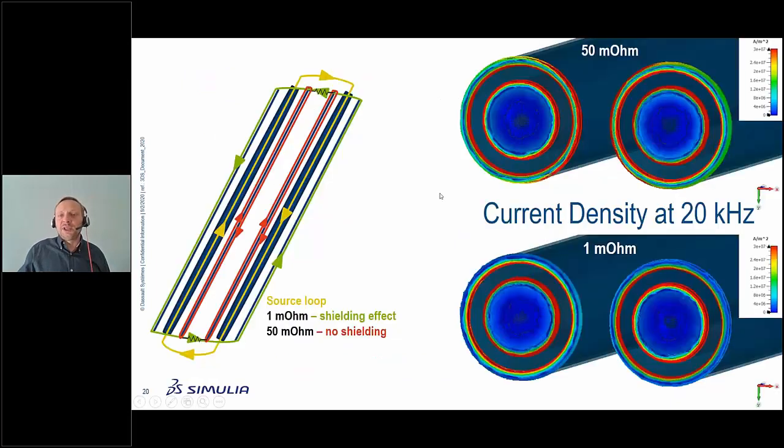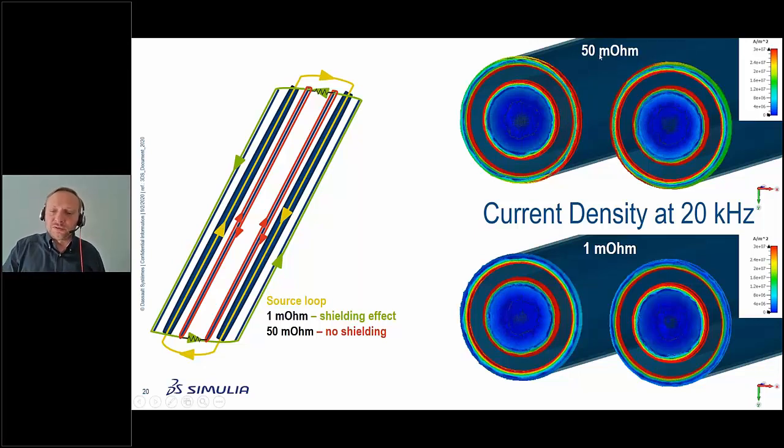And the explanation is again the same as we had in the single wire case. If we have a low impedance bonding, then the current can flow between these two shields, and it will create a loop looking like the green one. And this loop is completely opposite to the source loop, which is the yellow one, and this creates a shielding effect. If the bonding between the shields is too high, then you see already here that the current is flowing inside each shield separated from each other and is not creating any shielding effect.